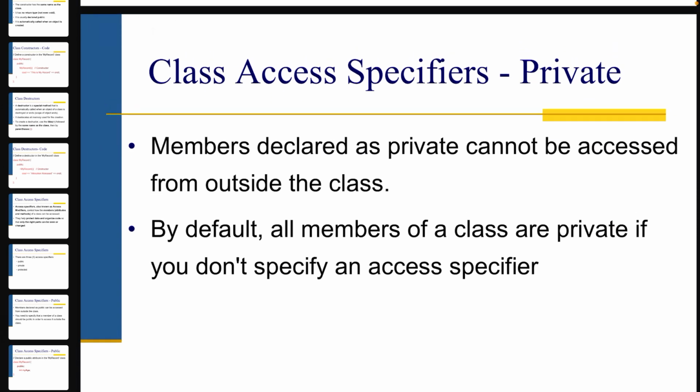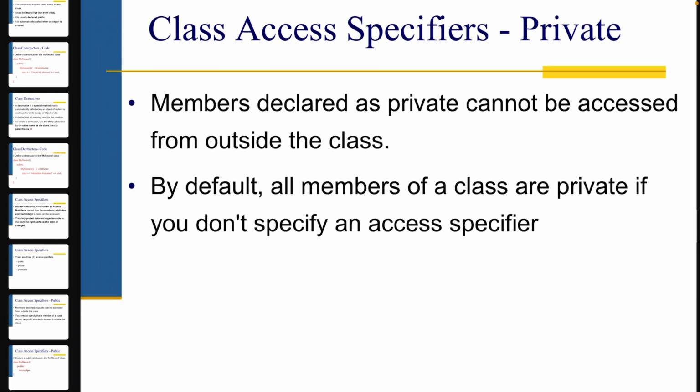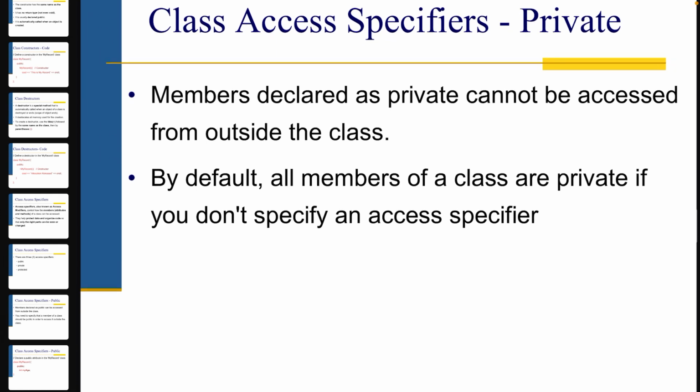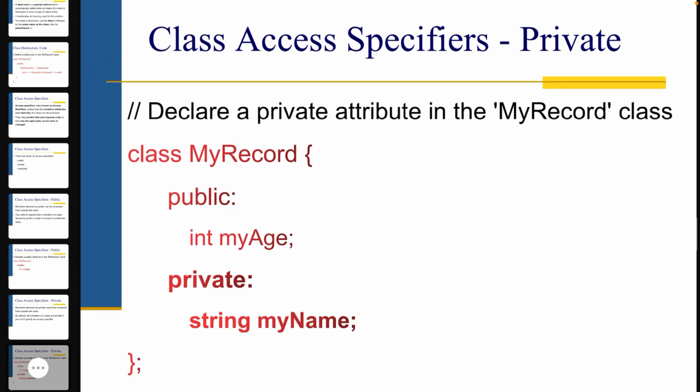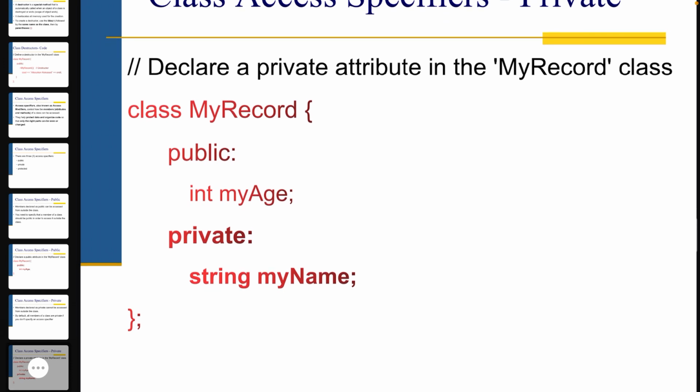And with the private, members declared as private cannot be accessed from outside the class. By default, all members of a class are private if you don't specify an access specifier. And this is how it is. Public int age, then you bring your private, then you write your string my name, then it will be followed with your methods and others.